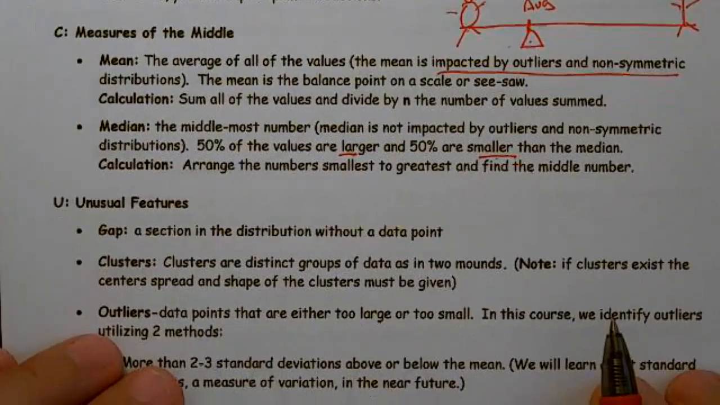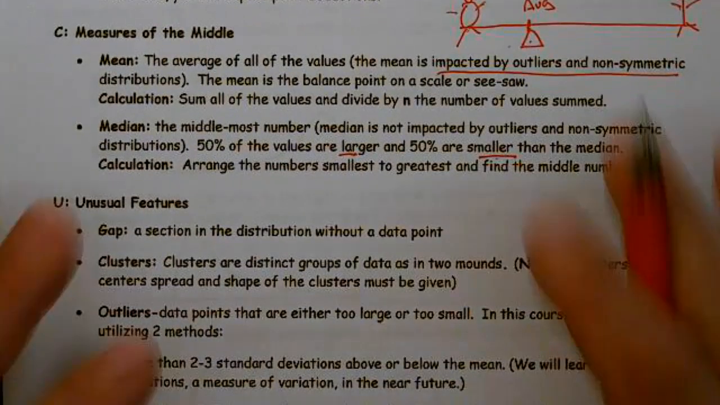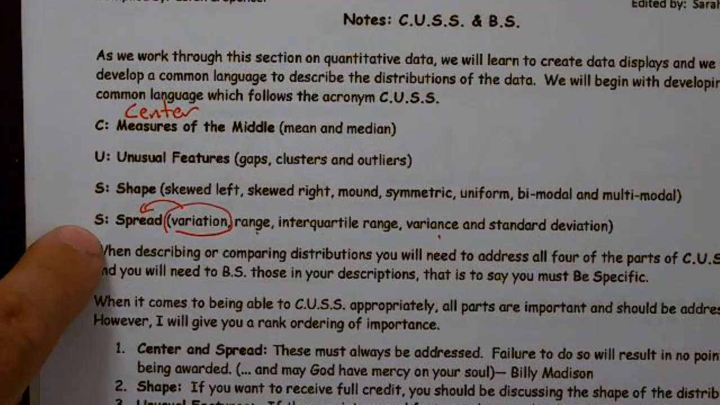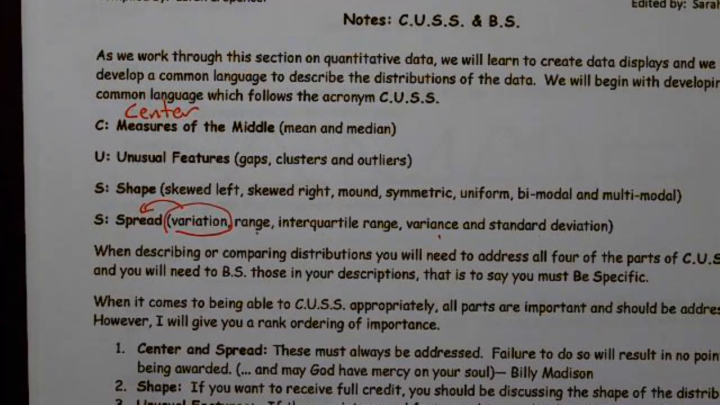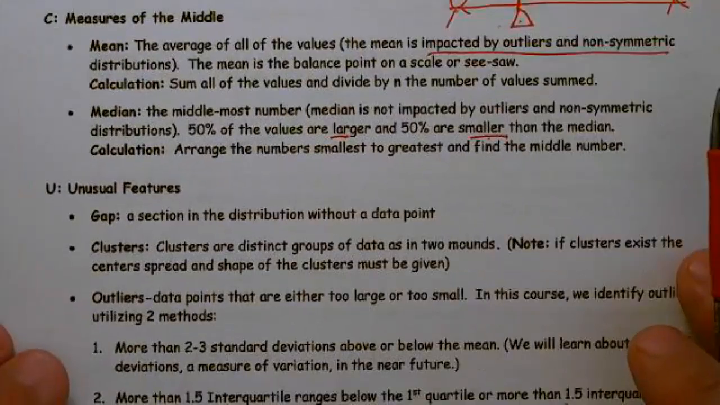Unusual features. And you know what, I should say this right now. Although it's listed together as CUSS, center, unusual, shape, and spread, it doesn't matter the order you address them. Usually I address them by whatever is most obvious to me initially. So I just start with what's there. If not, you can use this, but it's just a good mnemonic device to remember things.